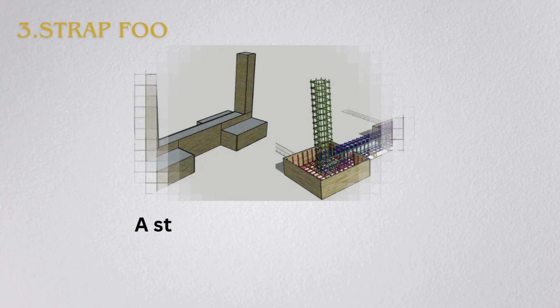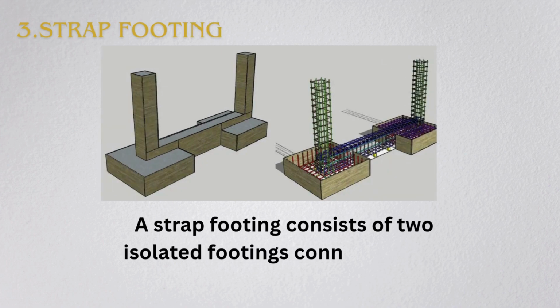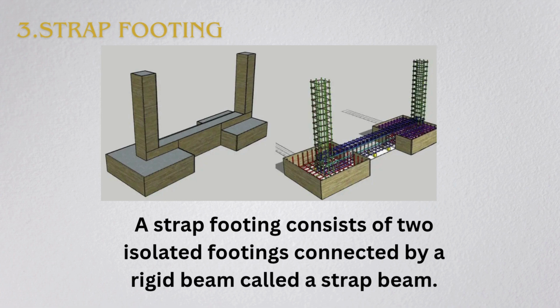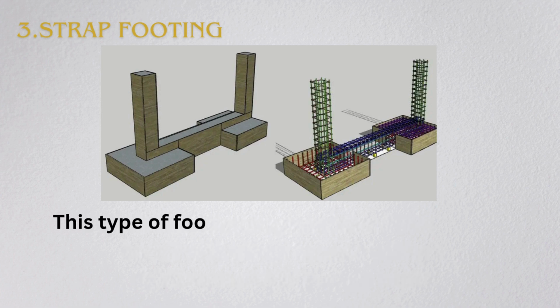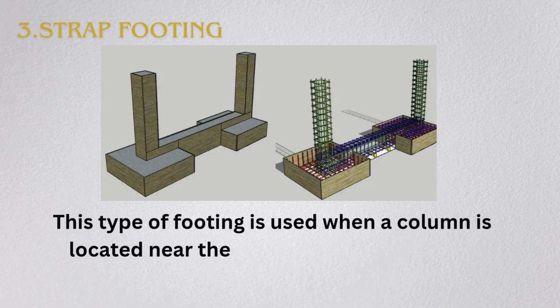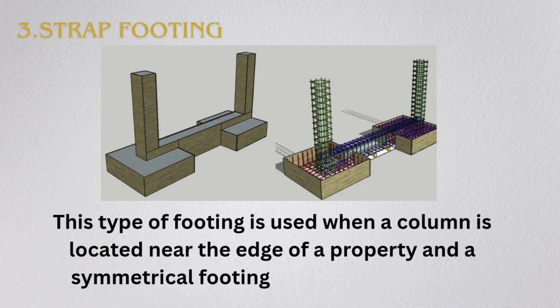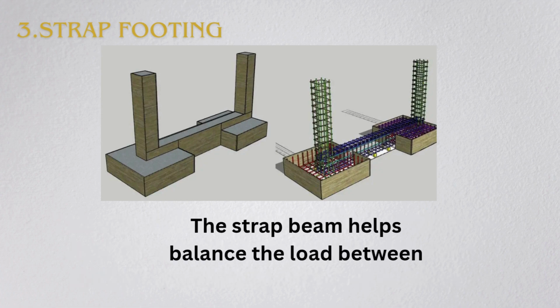3. Strap footing. A strap footing consists of two isolated footings connected by a rigid beam called a strap beam. This type of footing is used when a column is located near the edge of a property and a symmetrical footing cannot be provided. The strap beam helps balance the load between the columns.